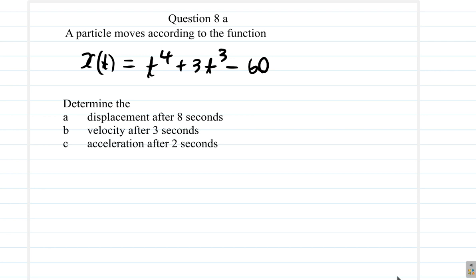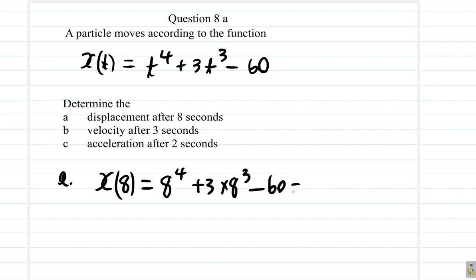Alright, so displacement is really the distance in a specific direction. You should remember that. Now, x is the distance traveled and t is the time taken in seconds. For displacement, you're going to find x. So for part A, x of 8, because t is equal to 8. After 8 seconds, x of 8 is equal to 8 raised to the power of 4 plus 3 times 8 cubed minus 60.